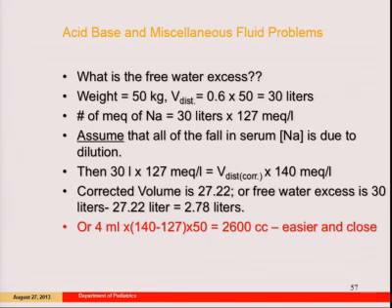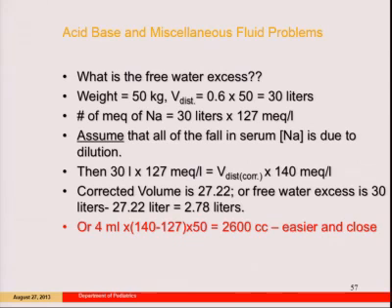You'd get 2.78 liters. The other thing you can do is use 4 or 5 mL times the change in sodium that you want, times their weight, and you come out with the same thing. So this in red is much easier than that. And you can use either 4 or 5. But that will give you 2,600 as opposed to 2.78 liters. 2.6, close enough for government work, and a whole lot easier. You can do it in your head without doing all this math.